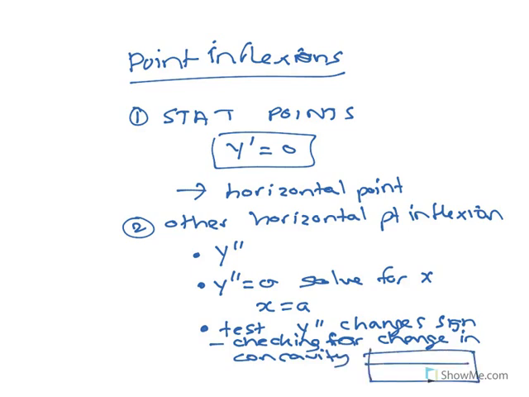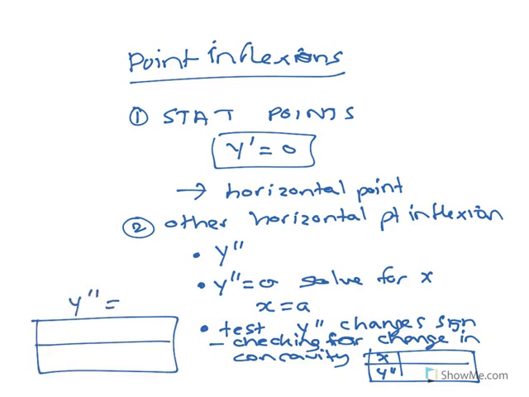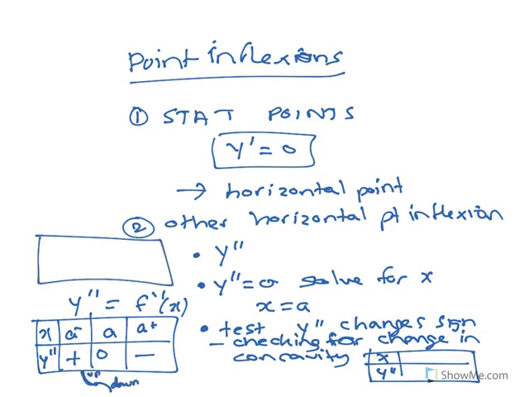So you need to use a table of values. So for your table of values, you write y double dash on top, and you go x, y double dash, you go a little bit less, a, a little bit more. You put it in there and you're checking that it goes from positive to negative, which means concave up to concave down. Or you could also go from negative to positive. So that would be concave down to concave up. And that just means it's going the other way.